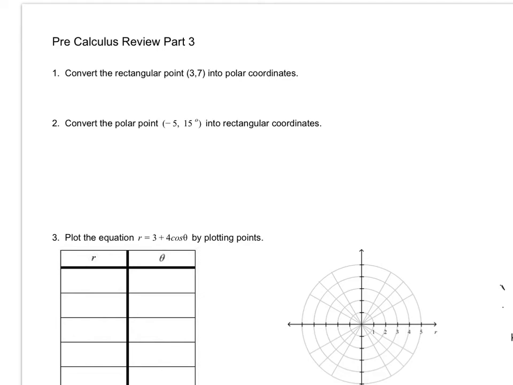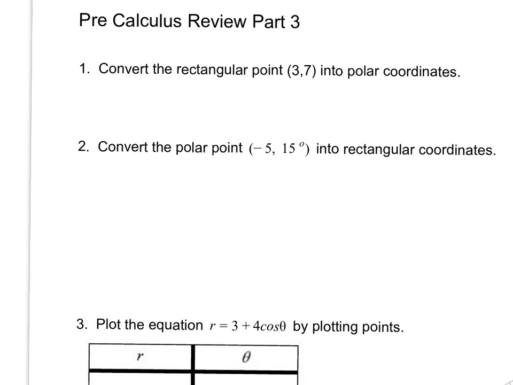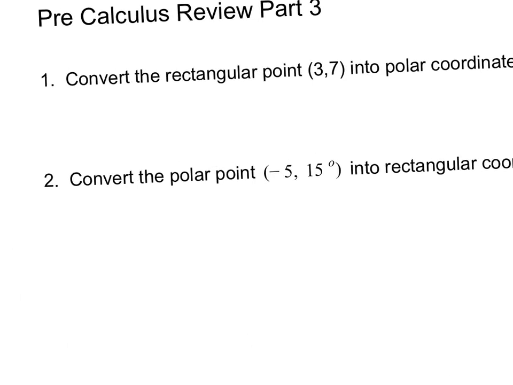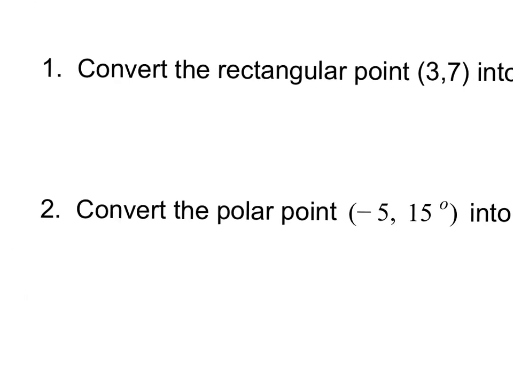Okay, let's look at some other problems from our last couple modules to help us prepare for our final exam. So this first problem says convert the rectangular point 3, 7 into polar coordinates. So essentially this point is an xy point, and we want to turn it into a point that has r and theta.